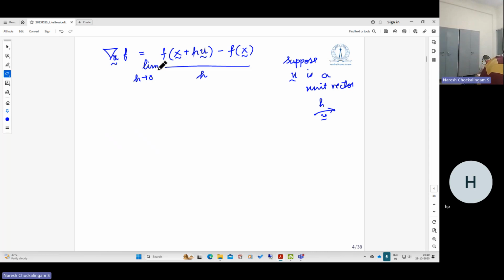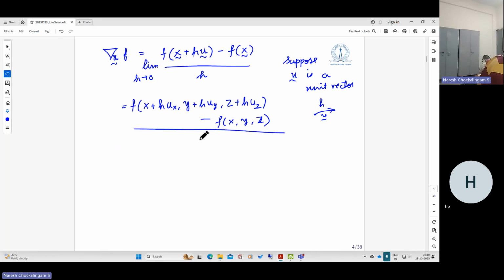In our case, we are looking at a 3-dimensional problem. So it is f of x plus h times the x component of u, y plus h times the y component of u, z plus h times the z component of u, minus f of x comma y comma z, divided by h, again in the limit h tending to 0.